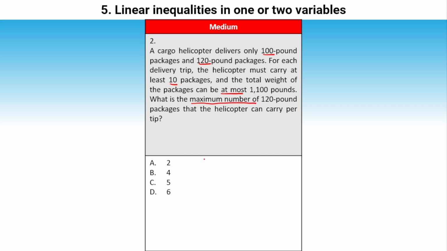That's not a problem. So let's say the number of 100-pound packages is x and the number of 120-pound packages is y. Then x plus y is at least 10. At least means it could be 10 or more than 10, so x plus y is greater than or equal to 10.